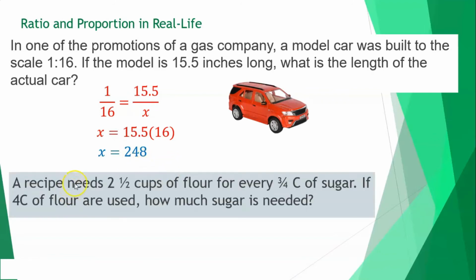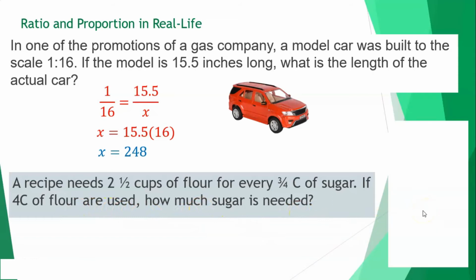Okay, another. A recipe needs 2 1/2 cups of flour for every 3/4 cups of sugar. If 4 cups of flour are used, how much sugar is needed? So again, to make our ratio and proportion here, we have 5/2 cup of flour over 3/4 cup of sugar is equal to 4 cups of flour over x.